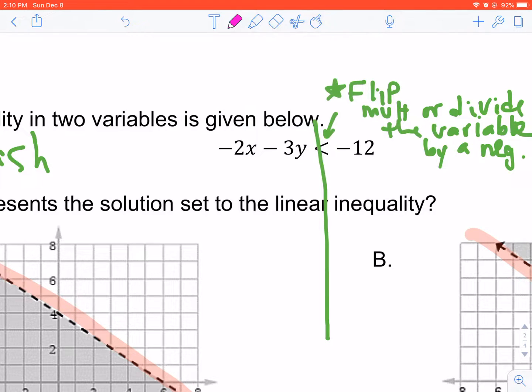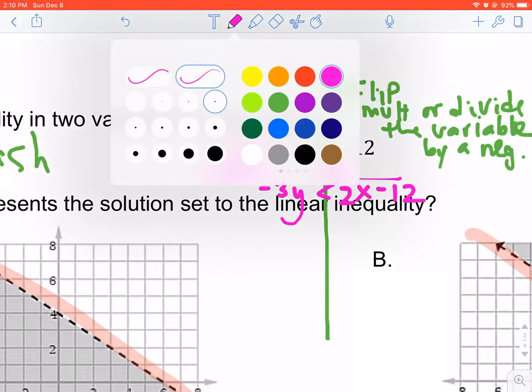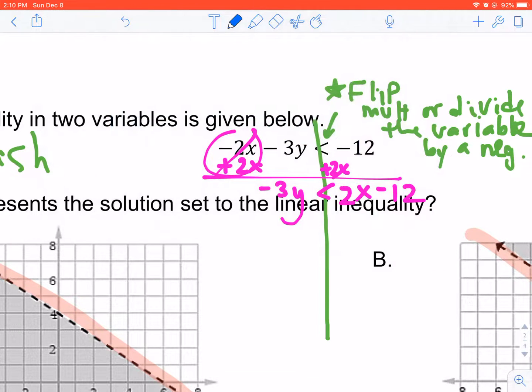So first step is we're going to move our x's. The opposite of minus 2x's is plus 2x's. We're going to do that on both sides, and we're going to squeeze it in. We are going to recopy our negative 3y less than, and then we are not going to put the 2x's with the minus 12, because they are not like terms. One has an x and the other one does not.